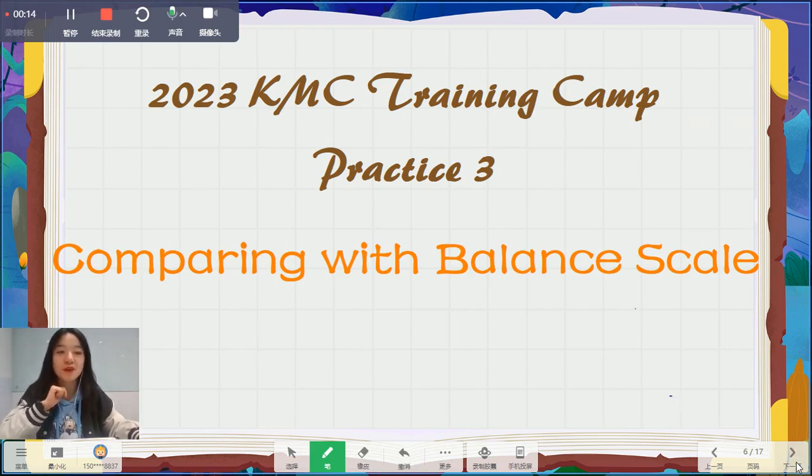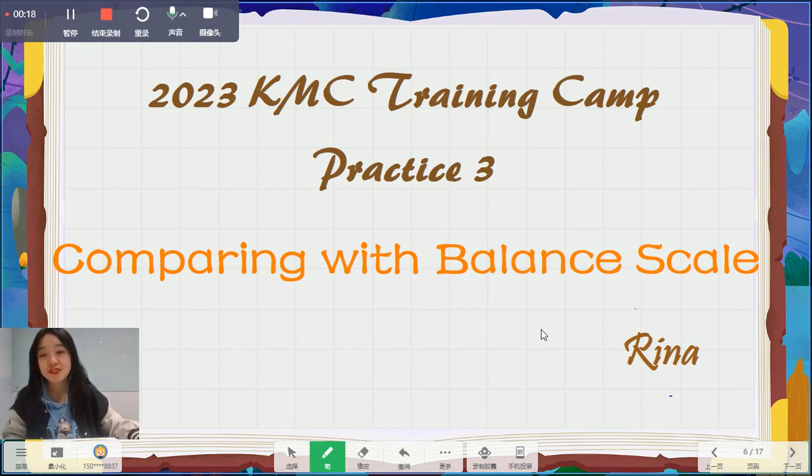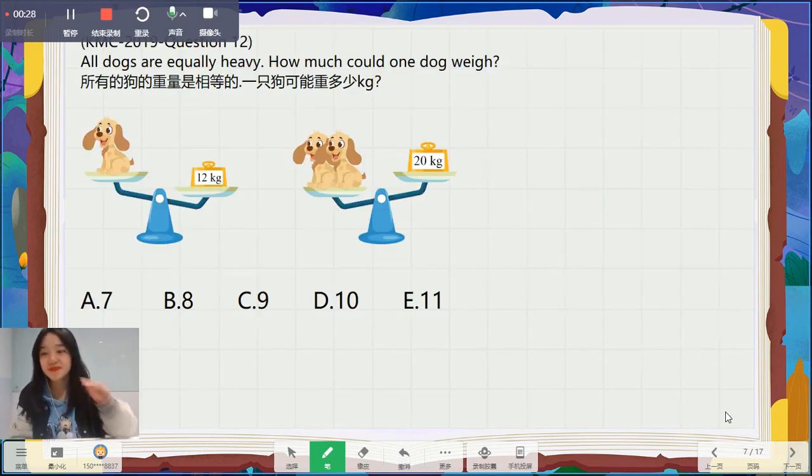And also Rina will take you to explore these types of questions. But in fact, it's very useful for kids to understand the equal relationship. It's very important in mathematics. Let's see, what does it mean? For the first question, all dogs are equally happy. So remember to mark keywords when you are reading the question. How much could one dog weigh?